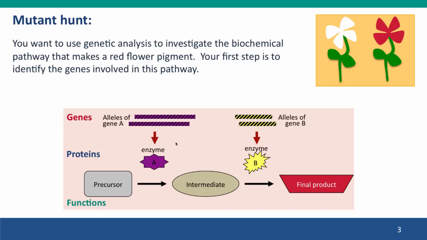Just to refresh your thinking about pathways, here's a drawing of a pathway from Module 4, a very simple pathway. We've got the biochemical components, a precursor molecule that's converted into an intermediate molecule that's converted into our final red pigment. These conversions are carried out by enzymes, which are protein catalysts, and the enzymes in turn are coded for by genes. Enzyme A is coded for by alleles of gene A, our plant is diploid, and enzyme B is coded for by alleles of gene B.